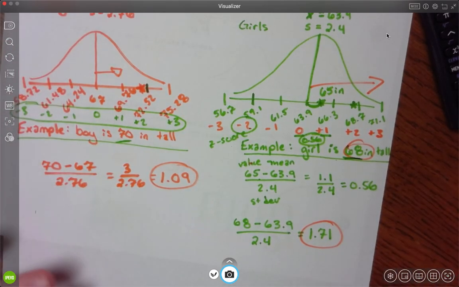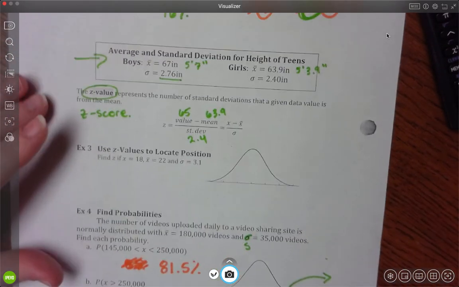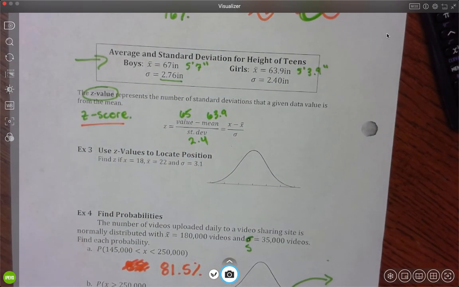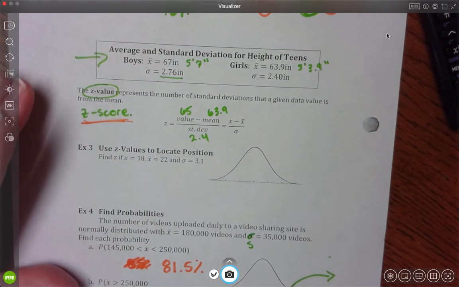I hope that made a little bit of sense. By using z-scores, it allows me to compare two things that it's not really fair to compare against each other, right? 70 and 68, I shouldn't compare those because boys are obviously taller than girls. So I convert them to z-scores, and then I can compare them.